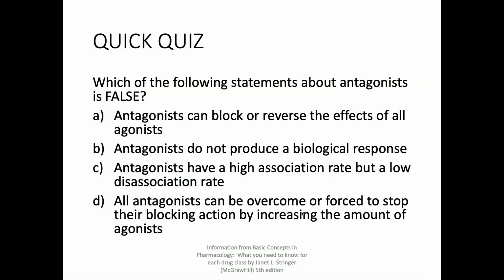So, quick quiz. Which of the following statements about antagonists is false? Let's look at these. Antagonists can block or reverse the effects of all agonists. Is that true or false? Antagonists do not produce a biological response. True or false? Antagonists have a high association rate but a low dissociation rate. Is that true or false? All antagonists can be overcome or forced to stop their blocking action simply by increasing the amount of agonists. Is that true of all antagonists? Hint, hint, hint. We just talked about that.